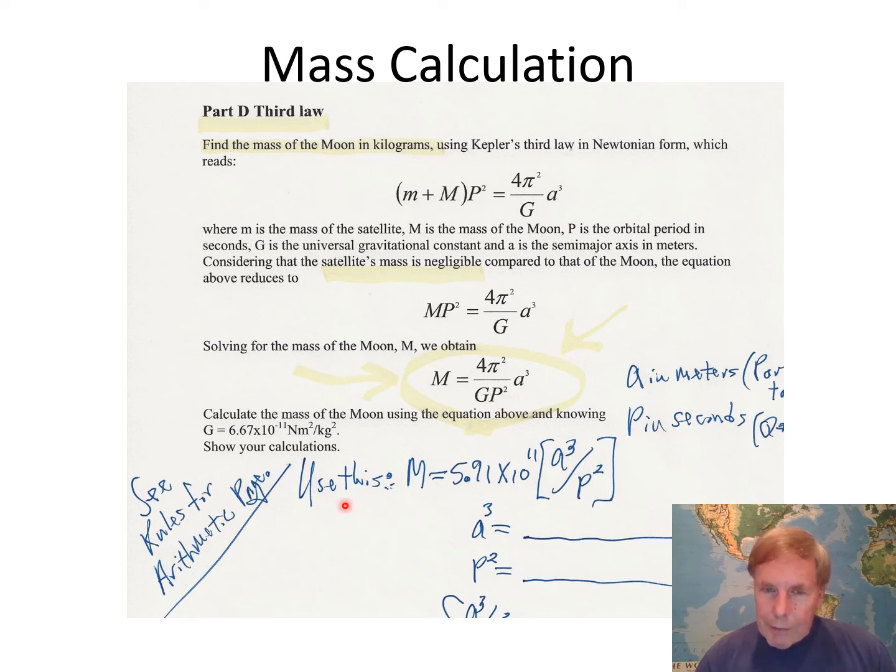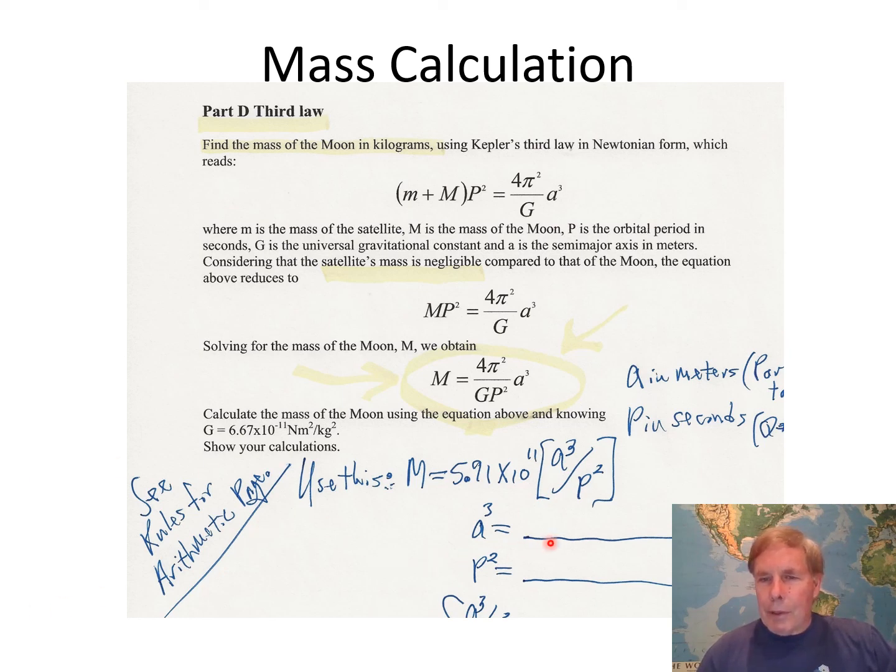I've done the first arithmetic for you. I did 4 pi squared over G. That's equal to this number, 5.91 times 10 to the 11th. Then you're going to have to take your data, cube the a, and divide that by p squared. For those of you that need a little help with arithmetic with exponents, I gave you a whole sheet on it that'll show you exactly how to do each step.